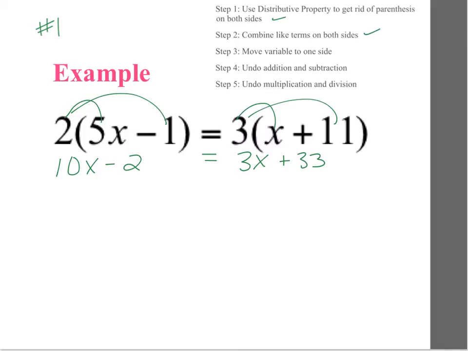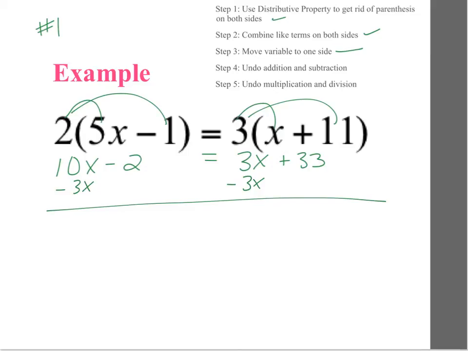Now we're going to combine like terms on both sides. Well, in this case, there are no like terms on either side to combine. So move on to step 3. Move the variable to one side. I'm looking at my variables and I have a 10x and I have a 3x. Since the 3x is smaller, I'm going to move the 3x.